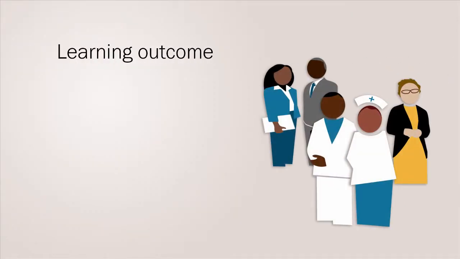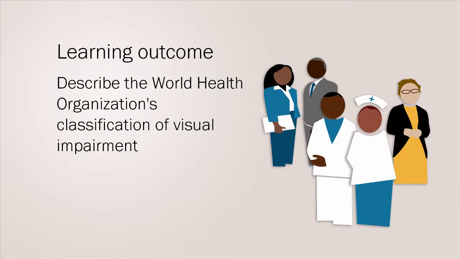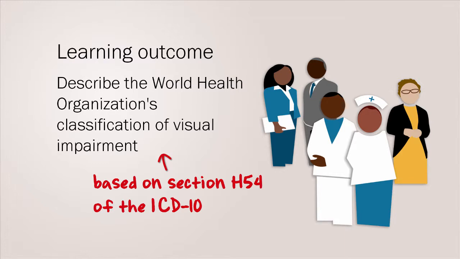By the end of this presentation, you should be able to describe the World Health Organization's classification of visual impairment. This classification is based on Section H54 of the ICD-10, the International Classification of Diseases. ICD-10 is the standard diagnostic tool for epidemiology, health management, and clinical purposes. It was endorsed by the 43rd World Health Assembly in May 1990, and it came into use in WHO member states in 1994.